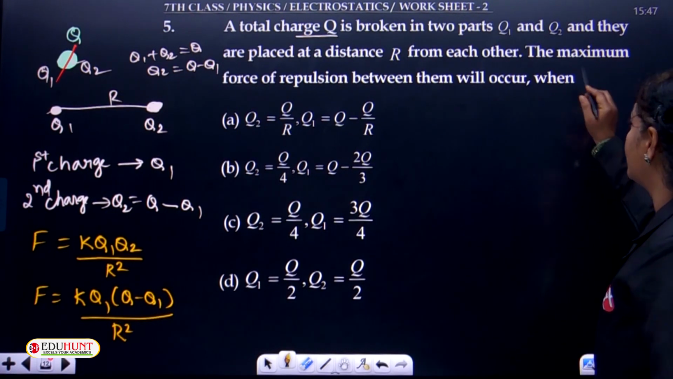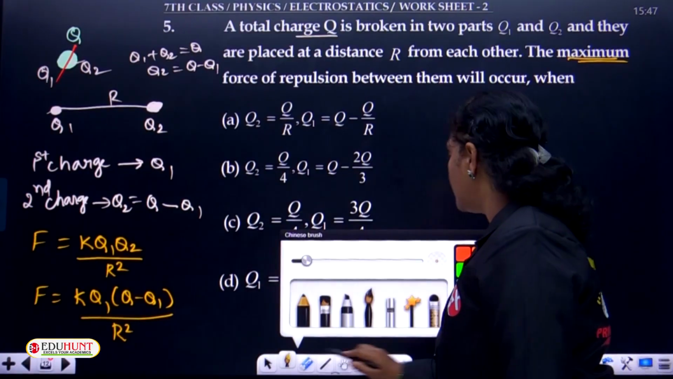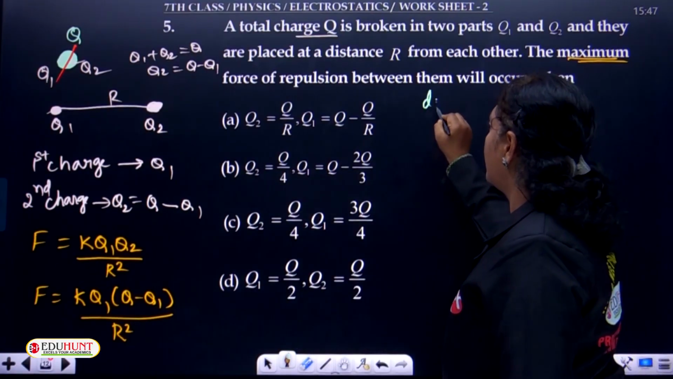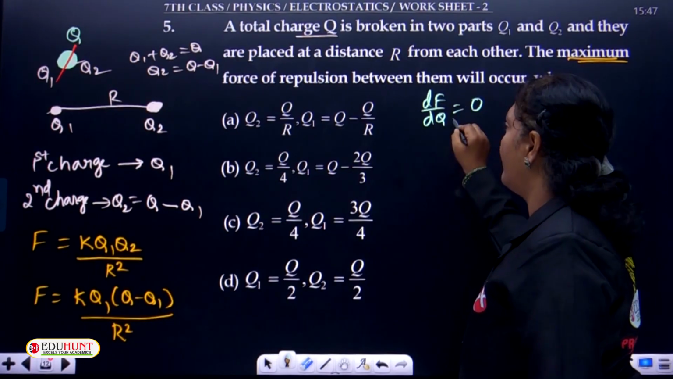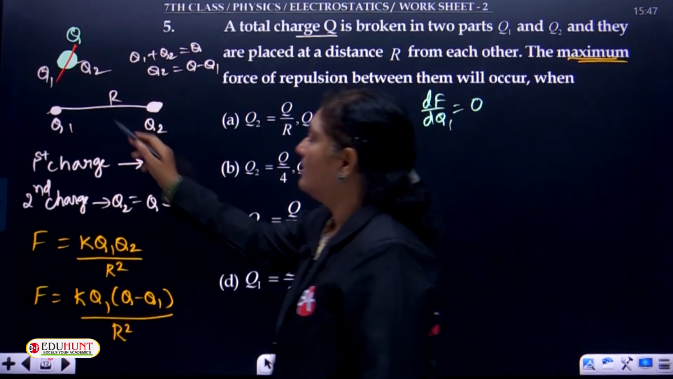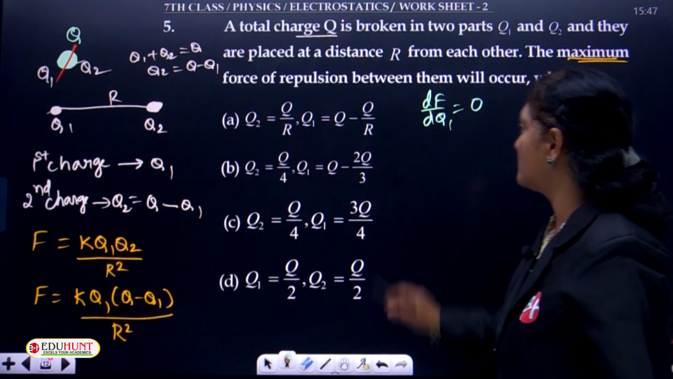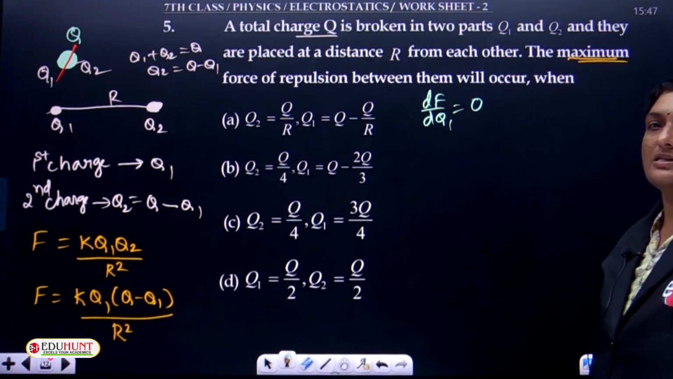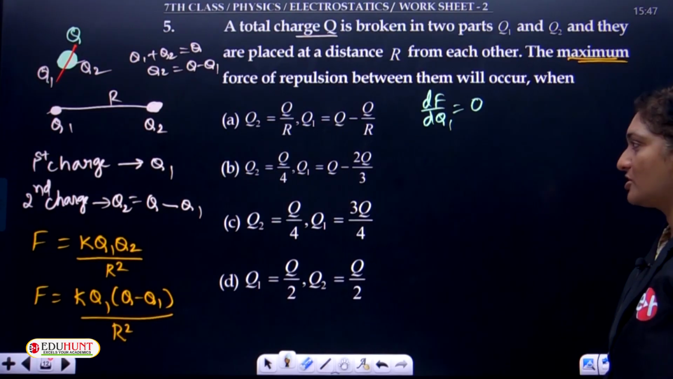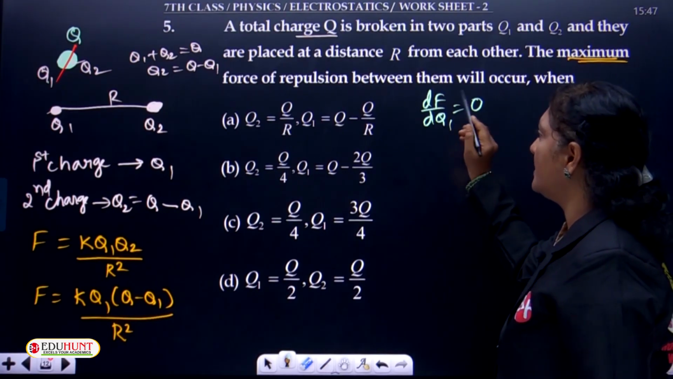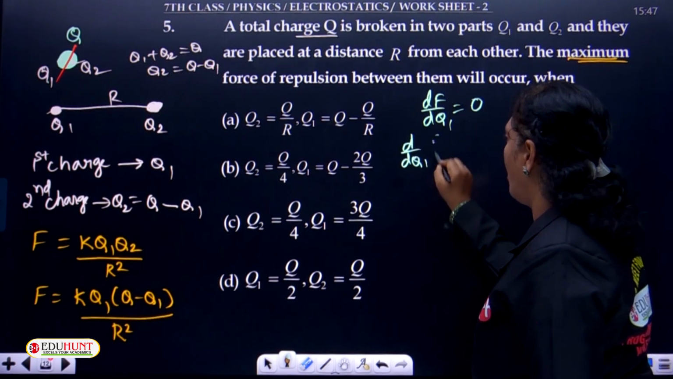But what they are asking us is to find the maximum force of repulsion. Condition for maximum force of repulsion, children, dF by dQ must be equal to 0. What is dQ? This is the total charge and this is the smaller charge we have considered. So with respect to the smaller charge, the derivative must be 0. Then only we'll get the condition for maximum force of repulsion. So we have to consider dF by dQ, that means d by dQ of the force.